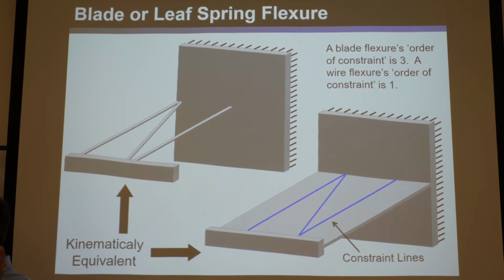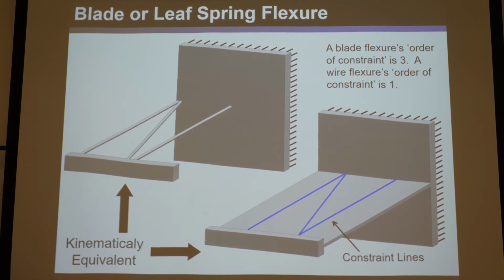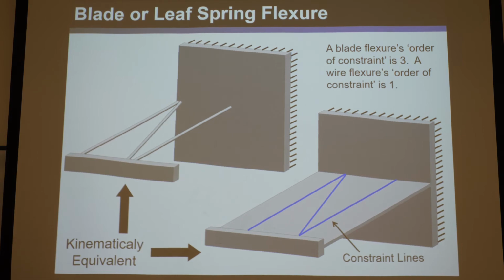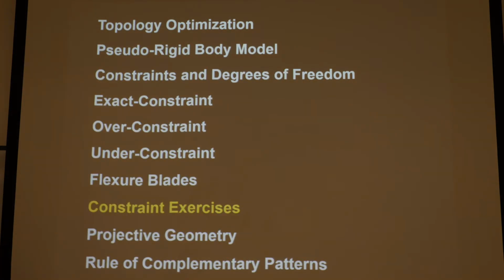Okay, we'll have a whole lecture on these elements of different geometries, wires, blades, and everything. But for now, you just need to know about wires and blades and this concept of over-constrained and exact constraint. All right, so with that, let's do some examples.